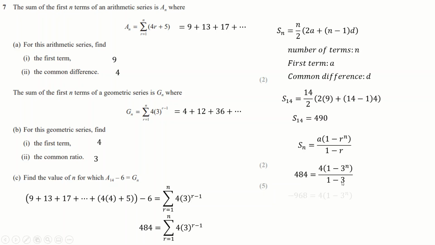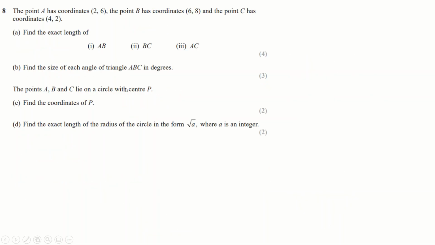This makes minus 2 on the bottom, so just times everything by minus 2, and you end up with this. Divide everything by 4, add 242, add 3 to the power n, and then you can do log to base 3 of both sides if you want to here, or just recognize that when n is 5, this is what happens here. So n is 5 will be our final answer. Apologies for the mistake on that slide.